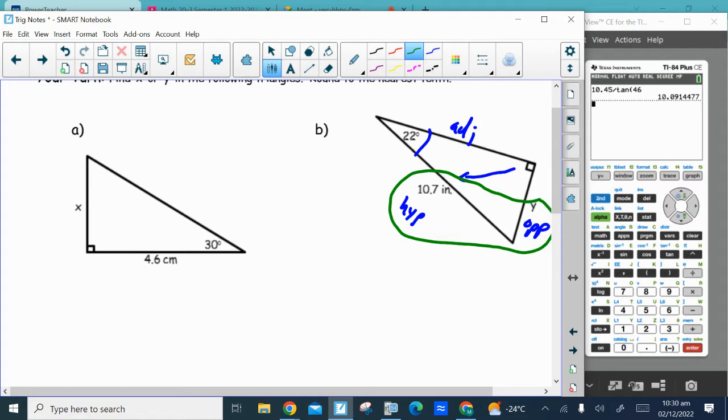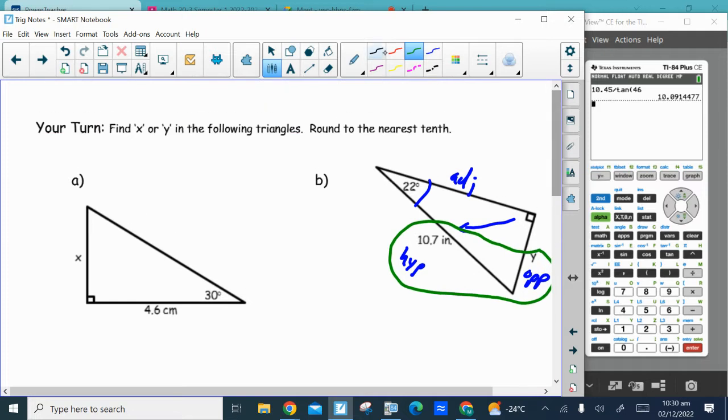Those are the two we're using. We're not given the adjacent, nor are we asked to find it. So we're using the opposite and hypotenuse. And remember, SOHCAHTOA tells you what the three ratios are. The one that uses opposite and hypotenuse is the first one. The S stands for sine. We need to use the sine ratio here. That is the only one that uses opposite and hypotenuse.